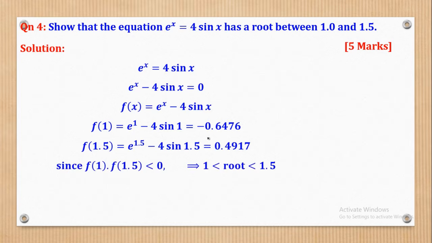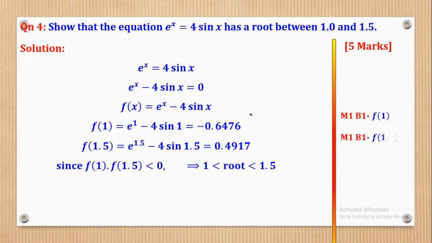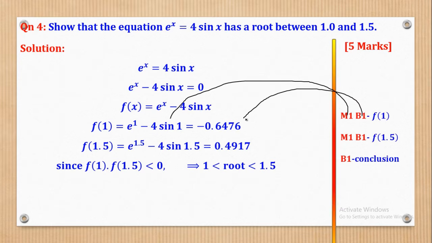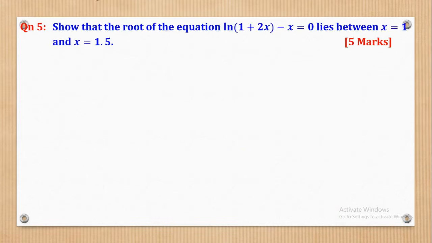So next is to conclude that since there is a change of sign, or since their product is less than 0, it implies that there is a root between x equal to 1 and x equal to 1.5. So basically that's what they wanted. Now let's see how much can be awarded. So M1 for physical substitution, B1 for output, M1 for physical substitution, B1 for output, B1 for conclusion. So that was question 4.